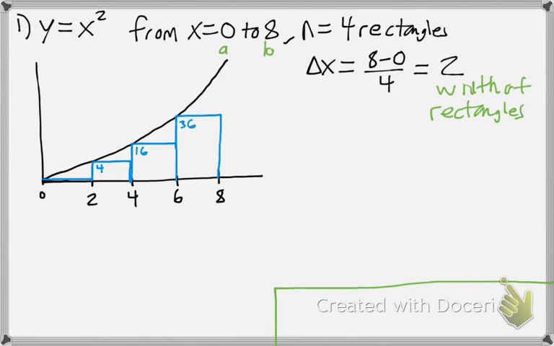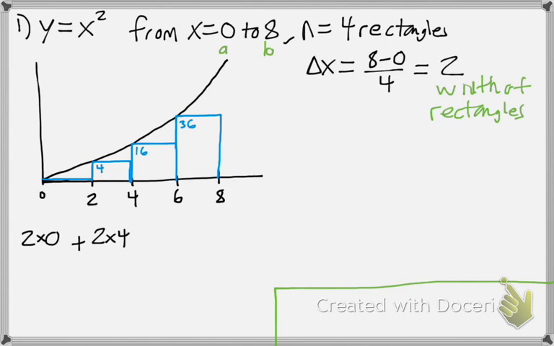So now to calculate this area, I'm going to add up or sum up all of these rectangles. So they each have a width of 2. So this is going to be 2 times 0 for that first rectangle, which really isn't a rectangle, plus 2 times 4 for the second one, because it has a width of 2 and a height of 4. So my drawing isn't really to scale.